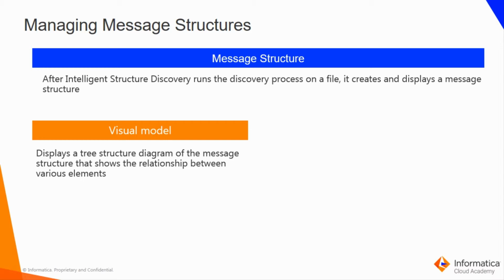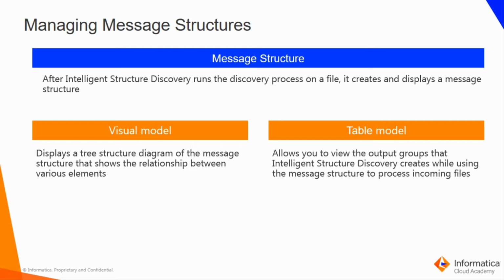When you configure a partner, you can select an existing message structure or create one to process a specific incoming file for the partner. In the Table tab, you can view the output groups that Intelligent Structure Discovery will create when using the message structures to process incoming files. Intelligent Structure Discovery will create a separate interface file in CSV format for each output group. The interface files then pass to the process-to-backend mapping for further processing.